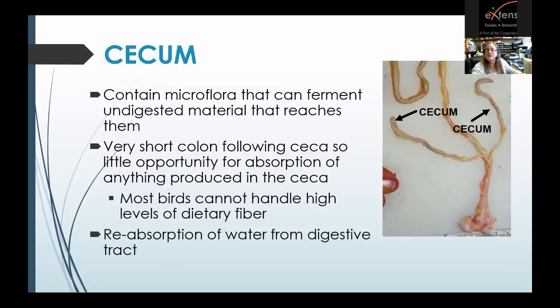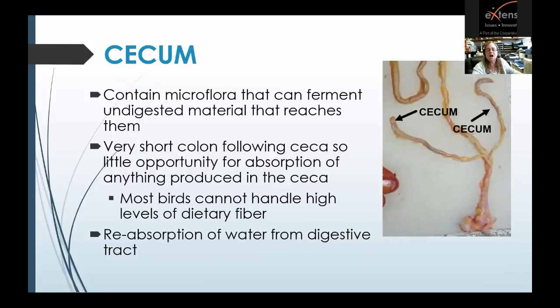Rabbits have a similar thing, but they eat their cecal droppings so that they can get those vitamins. Chickens do not tend to do that, so they don't get a lot out of it. There's a very short colon, so there's very little absorption that goes on in there in terms of the vitamins, but it is where most of the water is absorbed.